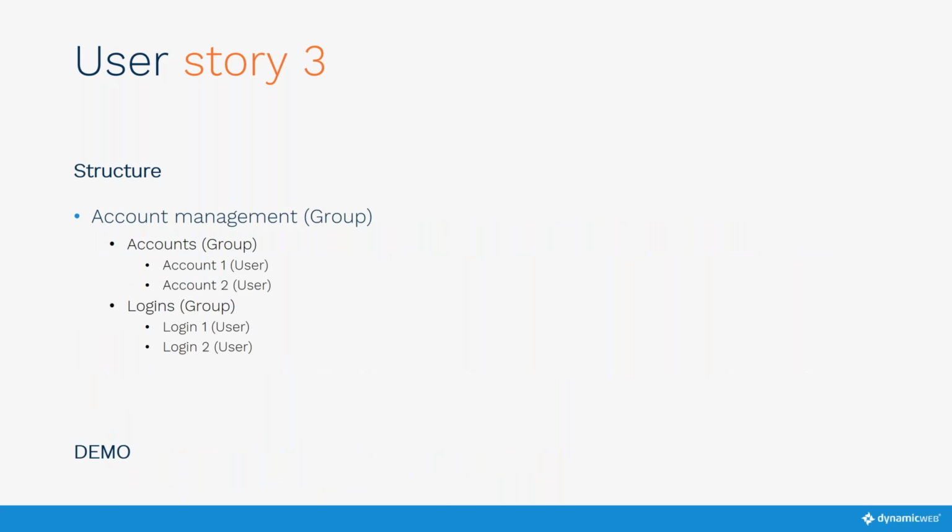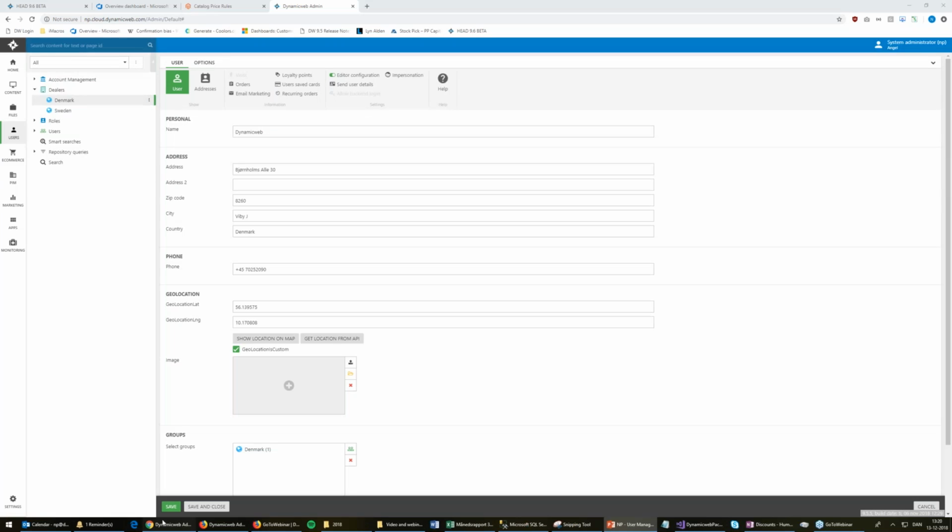I have a group, and inside that group I have an account folder, and I have some accounts which are users, and then I have a logins folder, which is also a group with a number of logins inside them. And then I'll have the logins being able to log in, of course, and impersonate an account. So login number 1 can impersonate account number 1. So let's take a look at how that looks in this structure.